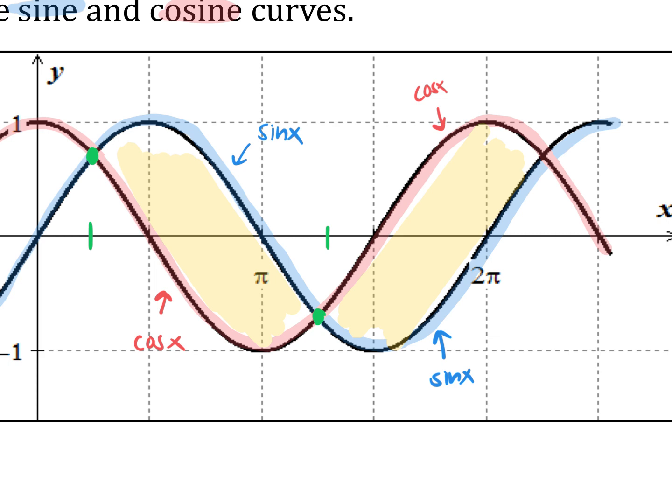Pi over 4 and 3 pi over 4, you're close, but one of them's negative, one of them's positive. It's going to be at 5 pi over 4.